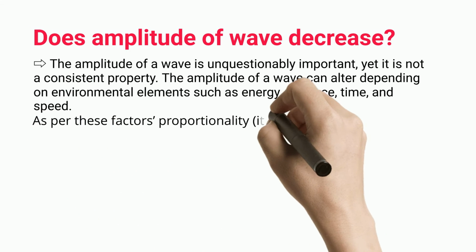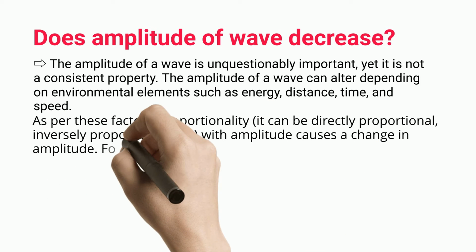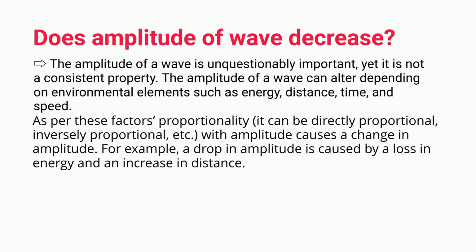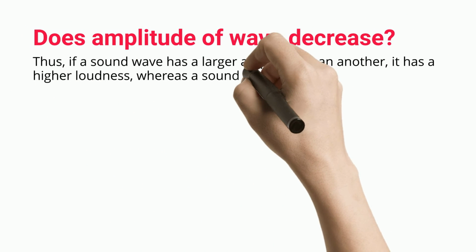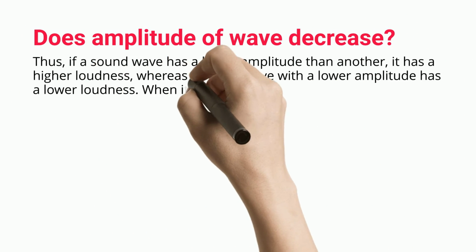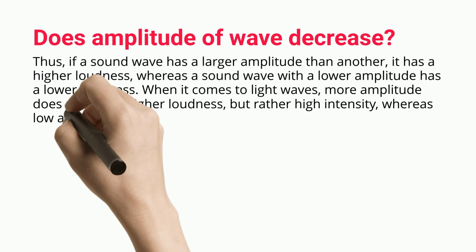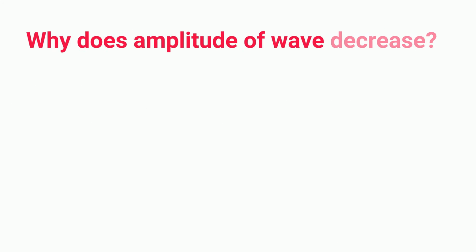As per these factors, proportionality, it can be directly proportional, inversely proportional, etc., with amplitude causing a change in amplitude. For example, a drop in amplitude is caused by a loss in energy and an increase in distance. Thus, if a sound wave has a larger amplitude than another, it has a higher loudness, whereas a sound wave with a lower amplitude has a lower loudness. When it comes to light waves, more amplitude does not imply higher loudness, but rather high intensity, whereas low amplitude implies low intensity. Why does amplitude of wave decrease?